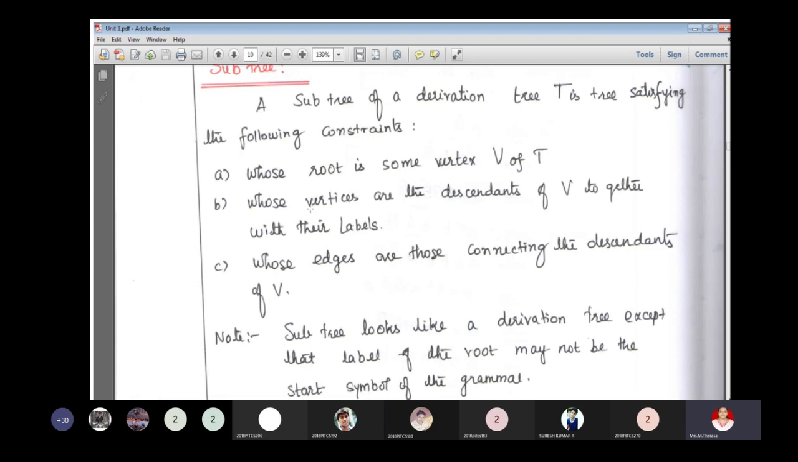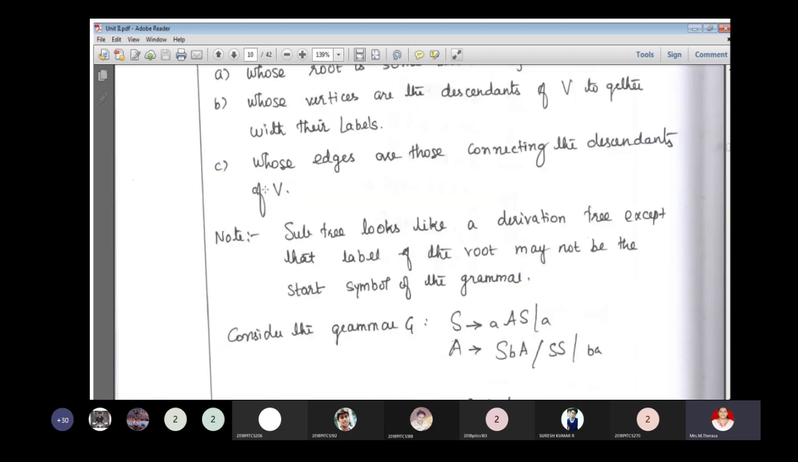Number one, whose root is some vertex V of T. Then whose vertices are the descendants of V together with their labels. Whose edges are those connecting the descendants of V. That is, a subtree looks like a derivation tree except that the label of the root may not be the start symbol of the grammar.